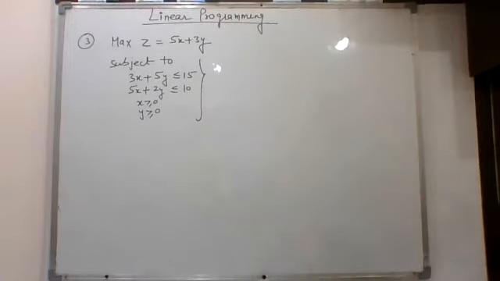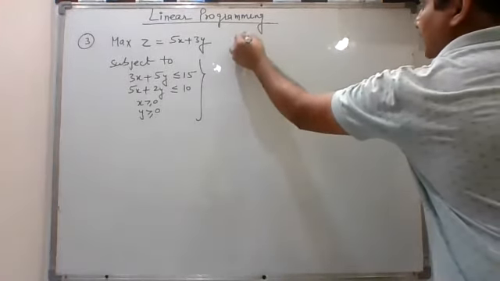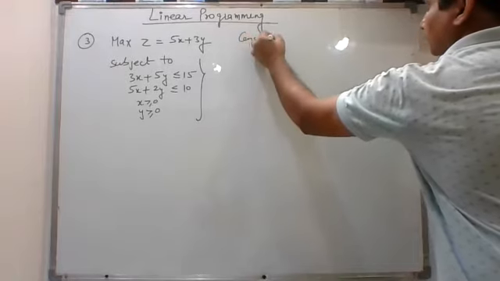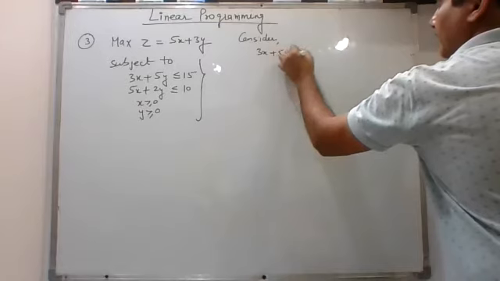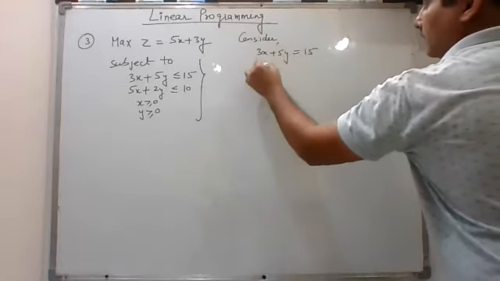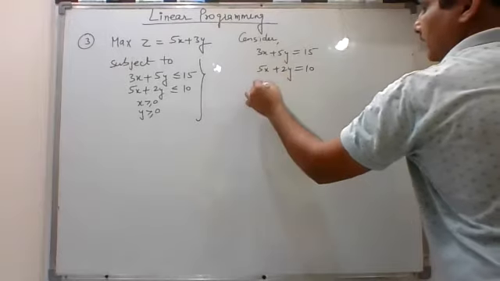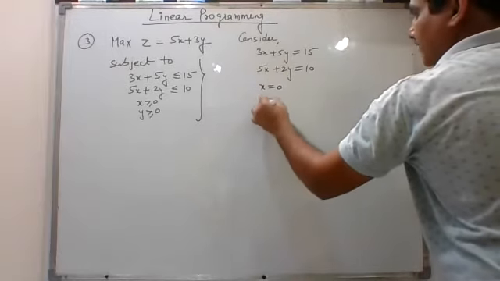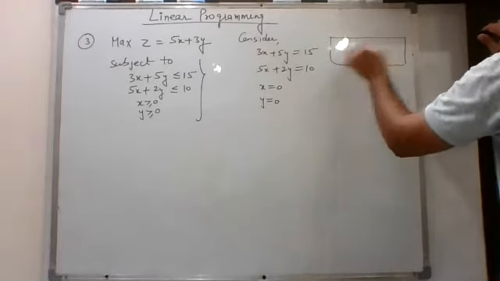Now, first of all, what we have to do is consider all the constraints in the equality form. So you will write: consider 3x plus 5y is equal to 15, 5x plus 2y is equal to 10, x is equal to 0, y is equal to 0. Now we will plot these lines.